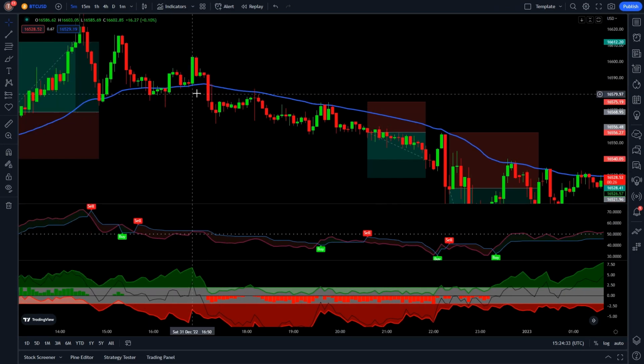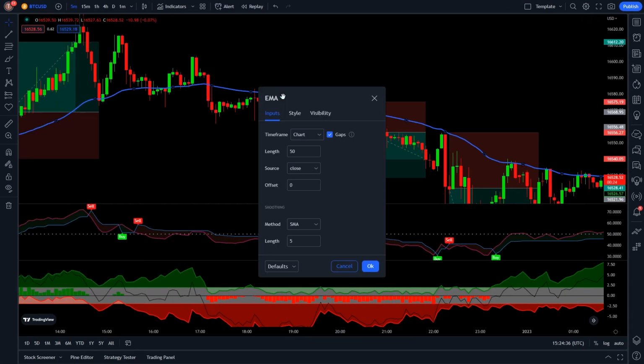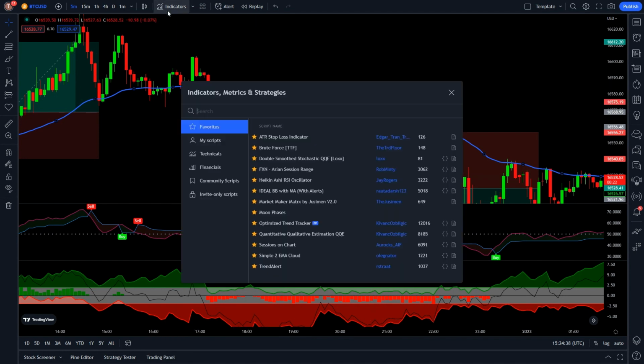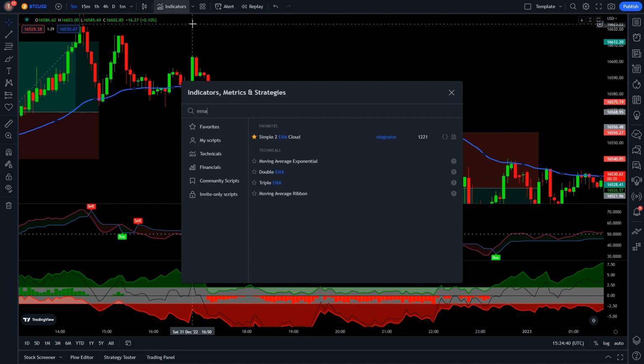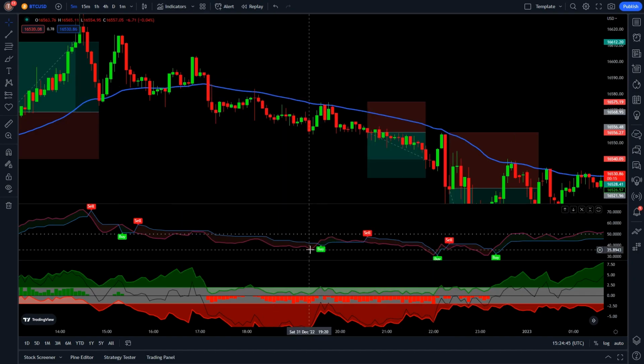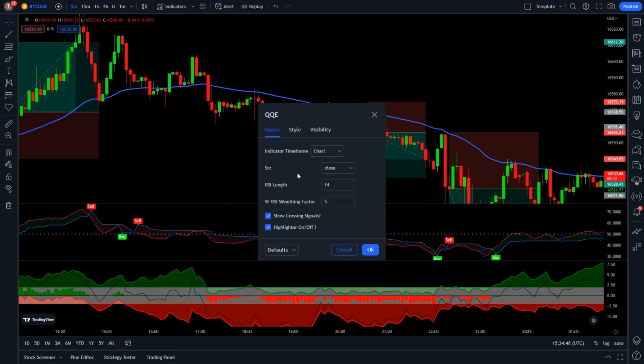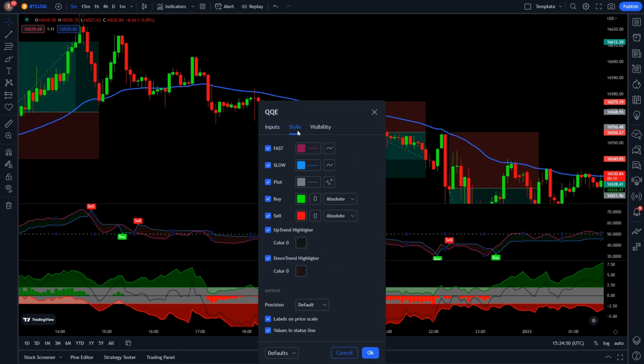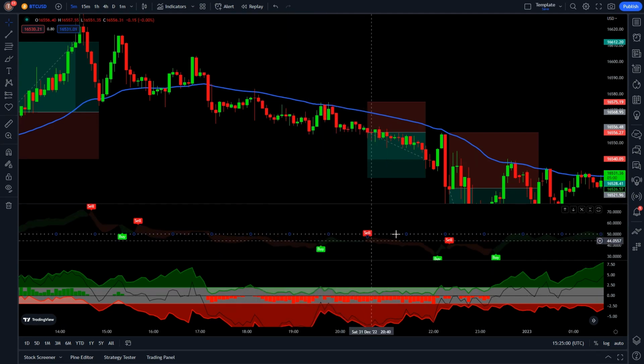The first indicator we use is the 50 EMA right here. That's pretty self-explanatory. You can just go on the indicators up here, type in EMA, and it's this moving average exponential. Just set the length to 50. The second indicator is the QQE. Now to make this a little simpler, I've kept all the inputs the same, but for the style you can remove the fast line and the slow line. This way the chart's just a lot less messy.